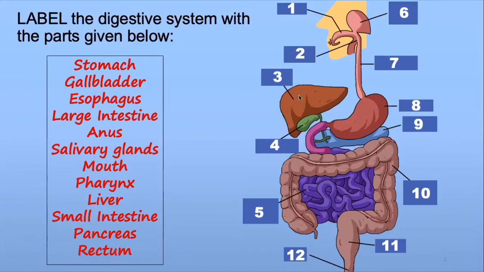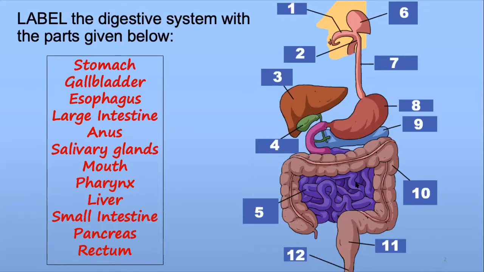Number three, which organ or structure is it? It's the liver. Number four, beneath and posterior to the liver is what you call the gallbladder. Number five, that is the small intestine. Number six, that is your salivary glands. Number seven, that is the esophagus. Number eight, that is the stomach. Number nine, this structure shown is what you call the pancreas.